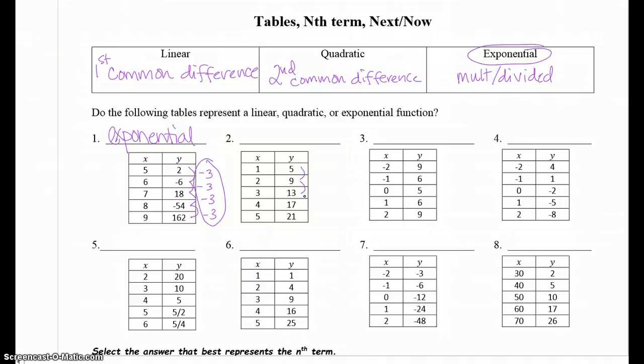So let's talk about what changes, what's the difference between 5 and 9. So to get from 5 to 9, we would add 4. From 9 to 13, we would add 4. 13 to 17, we add 4. 17 to 21, we add 4. Okay, so because we add 4, the same number every single time, that is going to be a first difference. That is a linear function.